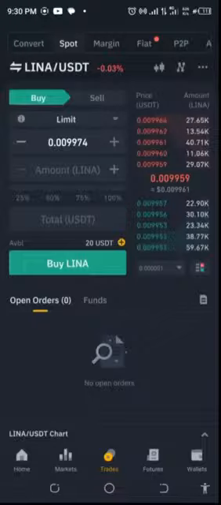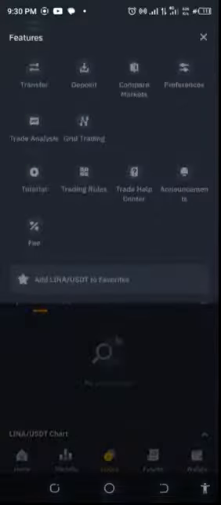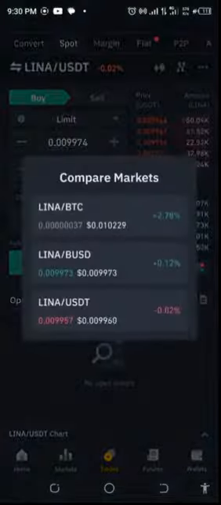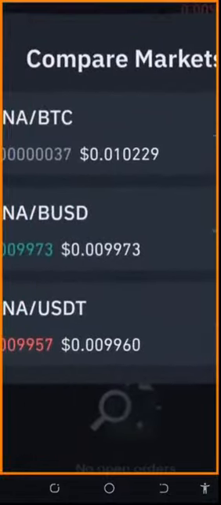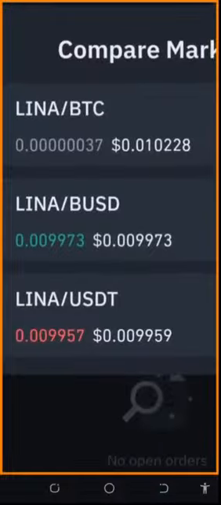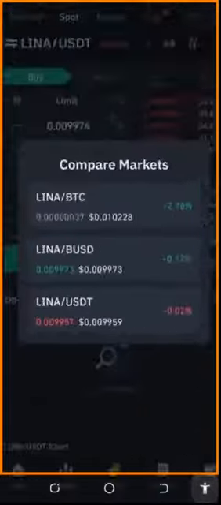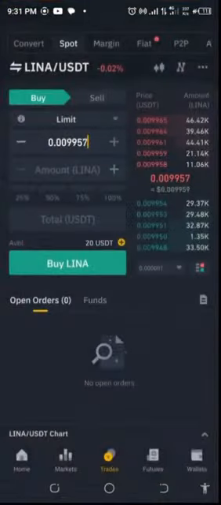I've got Lena USDT. So let's go over to check the compare markets. What do we have here? We're seeing that Lena USDT is 0.0099, while Lena BTC is 0.00102. Okay, let's go ahead and see with the simulations what we can get.